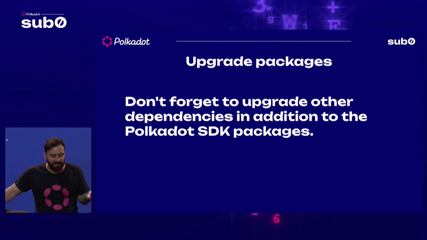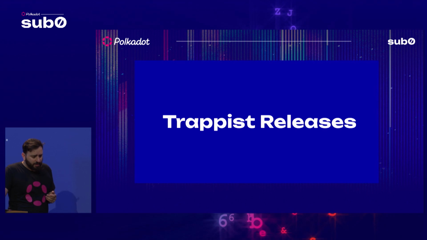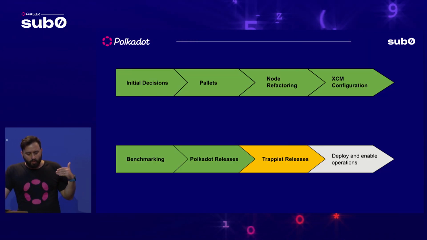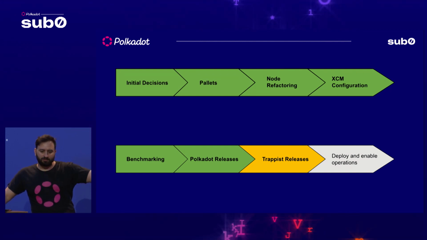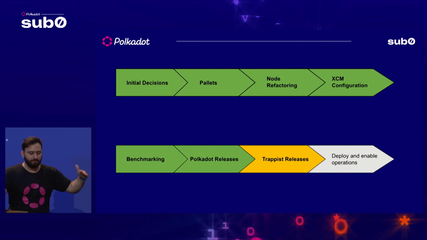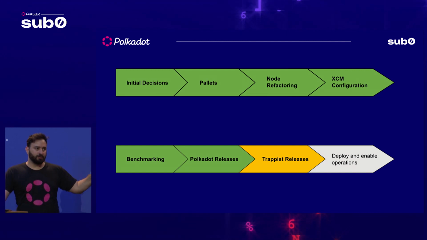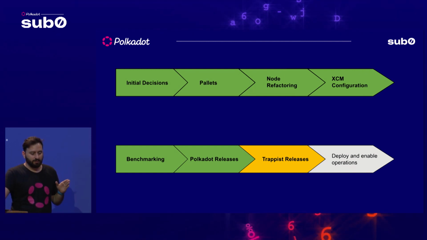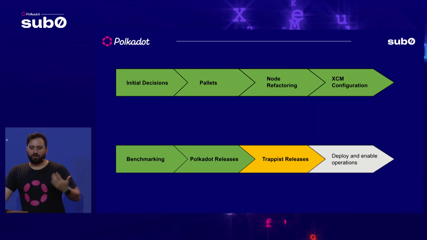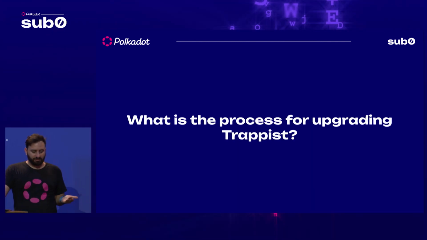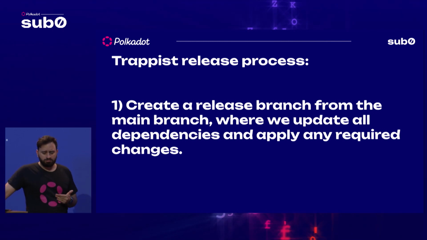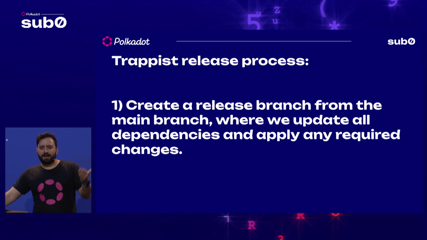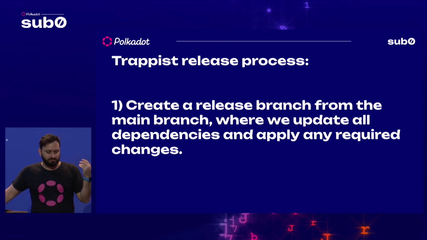That's another hint we got. And another point is, once we upgrade the Polkadot releases, the Polkadot base, so we go from 0.943 to Polkadot version 1, what's next? We need to do our own release, our own Trappist release. So, simple, easy. We create the release branch, and we upgrade all the dependencies, having all this in mind.